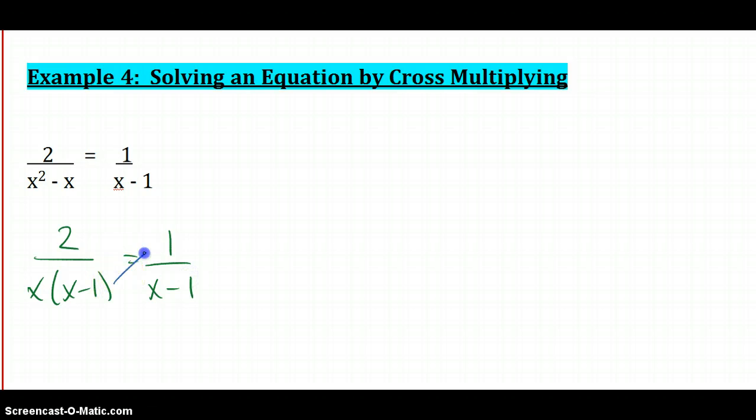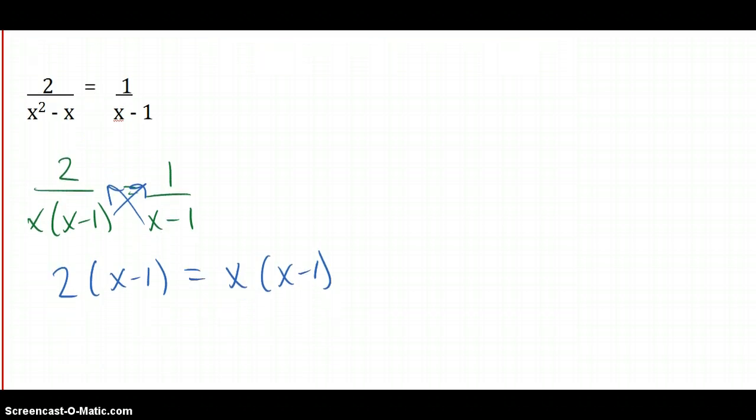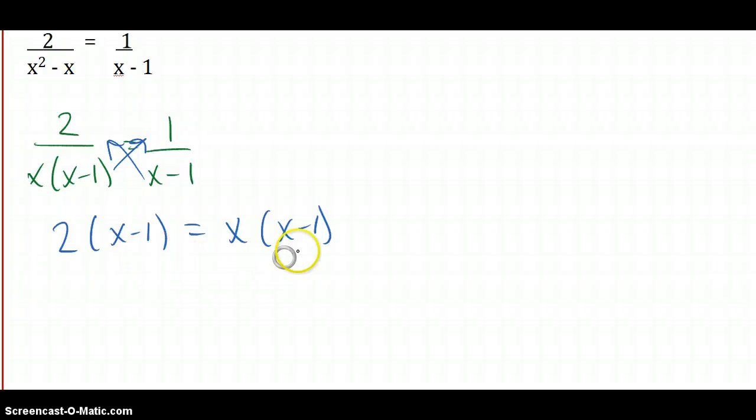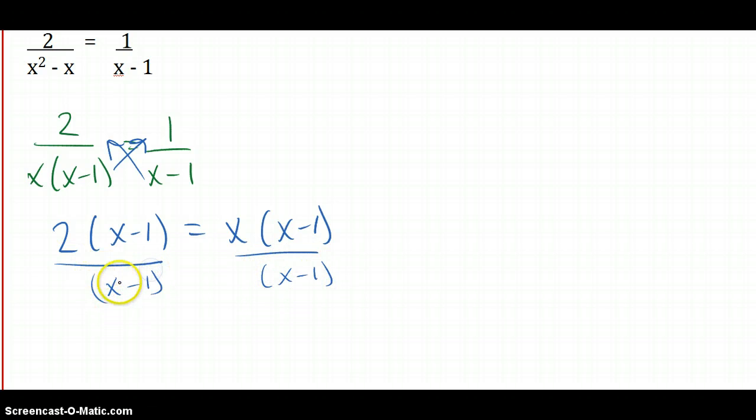So we go to cross multiply. So we have 2 times x minus 1 equals x times x minus 1. And you're going to see that it was nice to simplify because we have an x minus 1 on both sides. And if we're to solve for x and we divide by x minus 1, that's just going to cancel on both sides. And we're left with x equals 2.